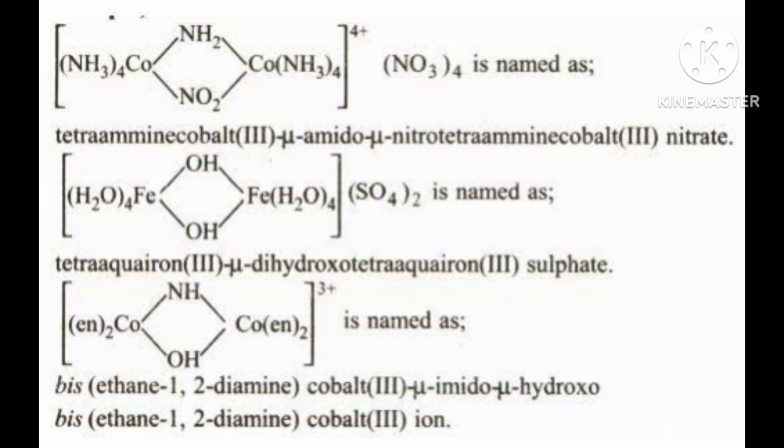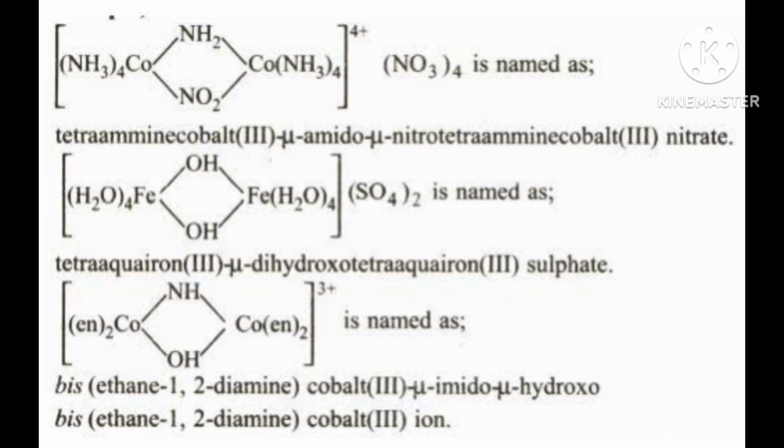Prefixes mono, di, tri, etc. are used to indicate the number of the individual ligands in the coordination entities. Suppose 3 Cl is there, then you can use the word trichloride. If 2 are there, then dichloride. If 3 are there, then trichloride. Like that, if only one is there, then you can write mono.